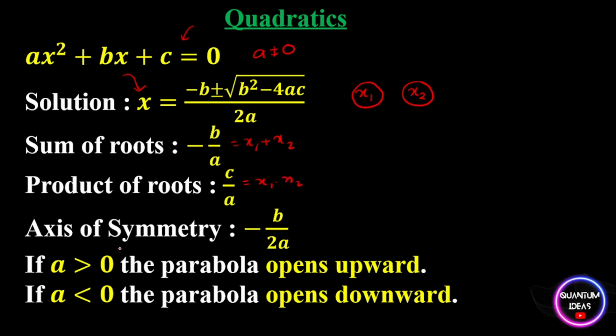And if you want to find the axis of symmetry of the given quadratic equation or parabola, the formula is minus b over 2a. In this equation, if the value of a is greater than 0, the parabola will open upward. If the value of a is less than 0, the parabola will open downward. Okay, let's move to the next part.